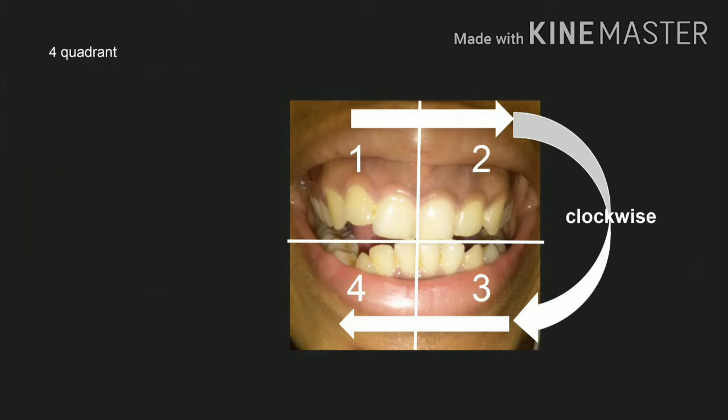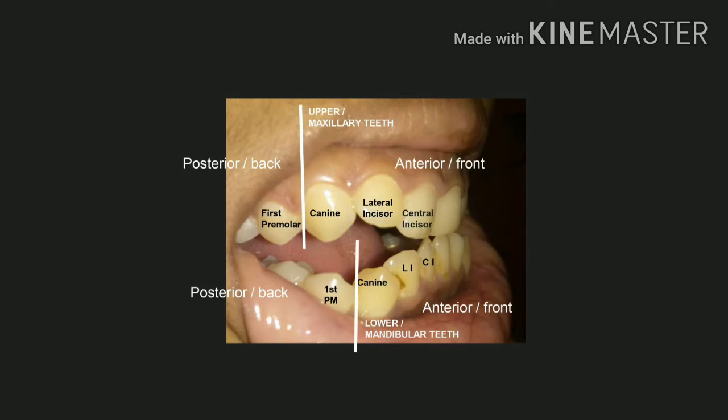Next is the quadrant. We have divided our mouth into 4 quadrants: 1, 2, 3, and 4. We go clockwise: 1, 2, 3, and 4. This helps the dentist in numbering each tooth and identifying it.